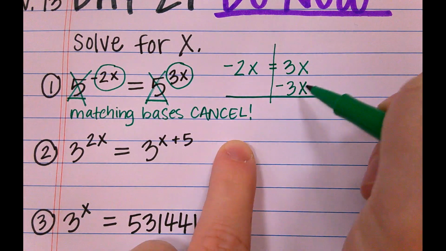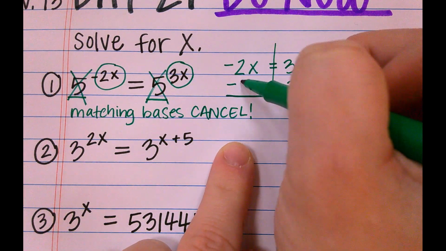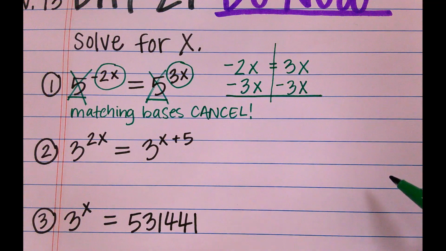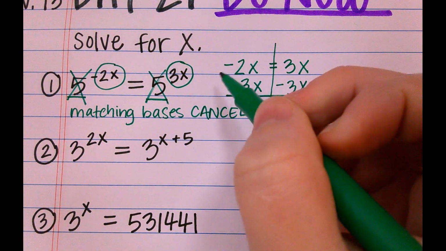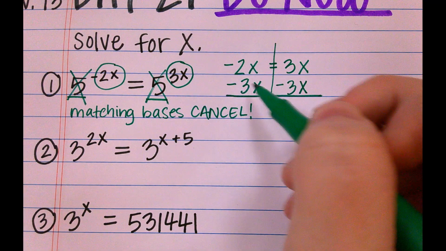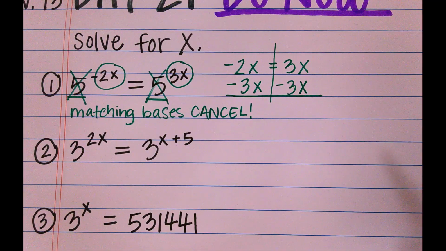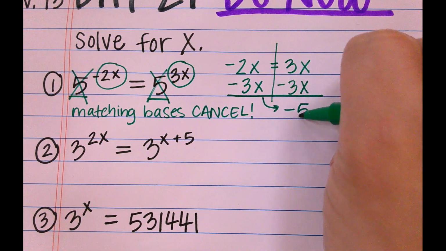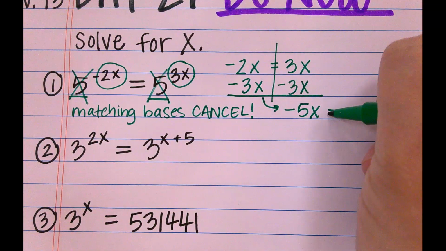So I'm going to subtract 3x over here. I'll subtract 3x over here. I shouldn't have written that. Right here. So negative 2x minus 3x. What is that? Negative 5x. So I have negative 5x. I'll bring down my equal sign.